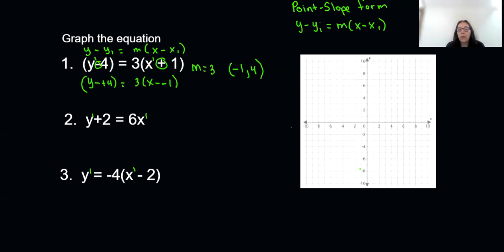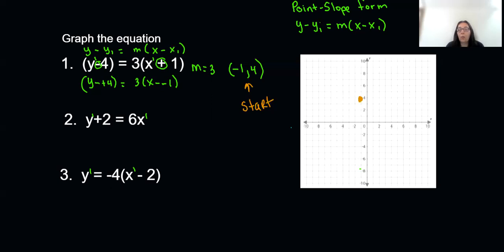So I'm going to start at the point they give us. I'm going to go to this point right here. That's where we're going to start. So I'm going to go from 0, left 1, and then 1, 2, 3, 4 up. It puts me right there.